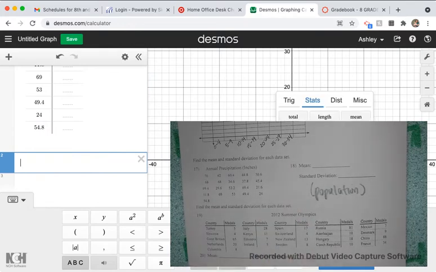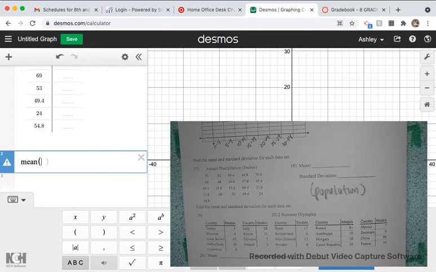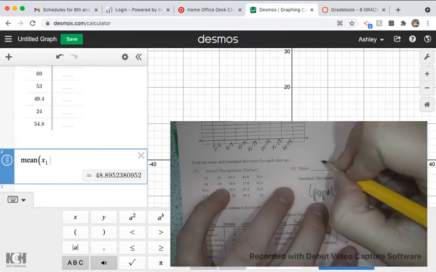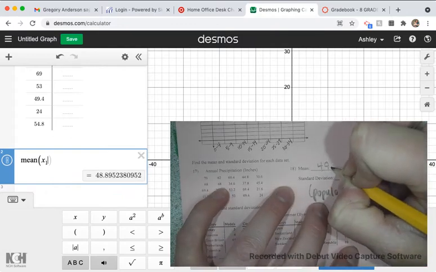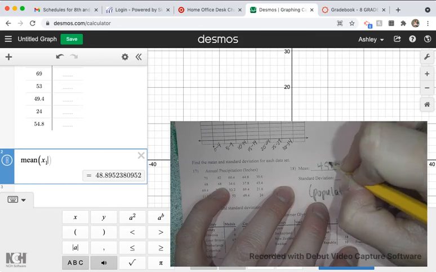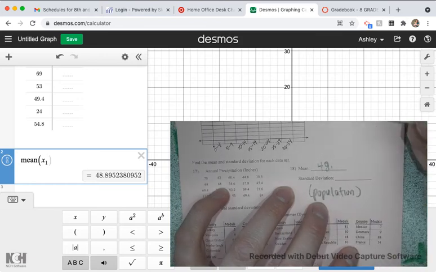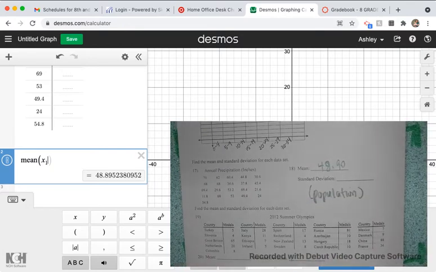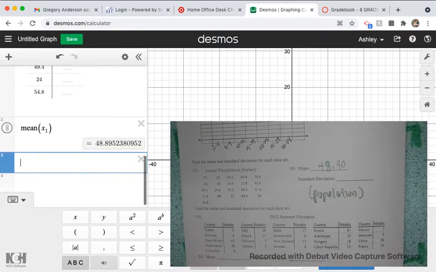So our mean, we go to functions and then mean, and I think that this is behind what you can see, so I'm really sorry. Hopefully you can see a little bit of it. So the mean is our X1 values. So we get 48 point, oops, that's not a good 8. 48 point, I guess we could round, so 90. It's close enough.